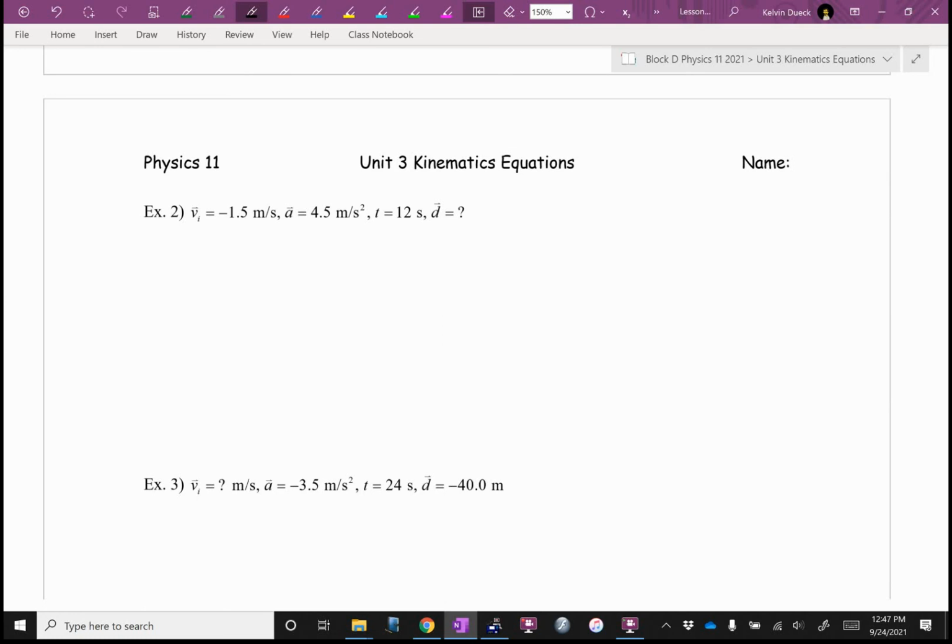Lena, what has a question mark next to it in example 2? Yep, D. So we're looking for an equation. It has to have a D in it, and it looks like they gave me a VI and A and a T. Of those 4 equations, folks, there's only one that has a D, a VI, an A, and a T.